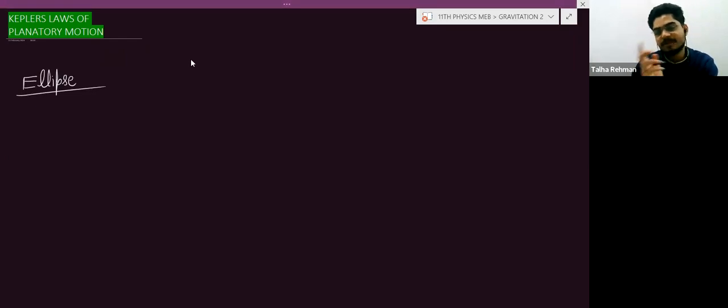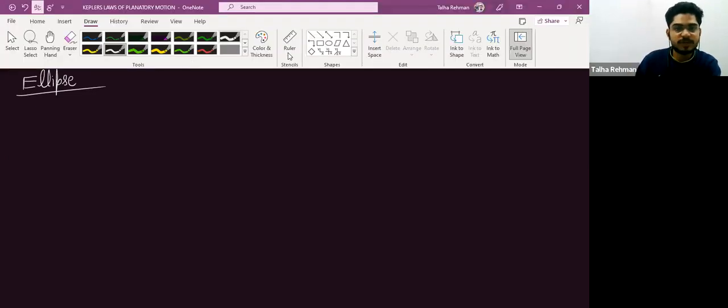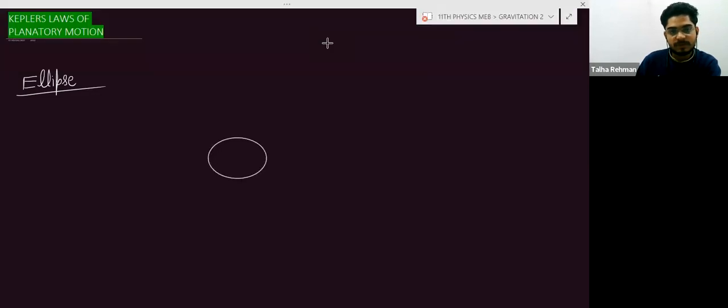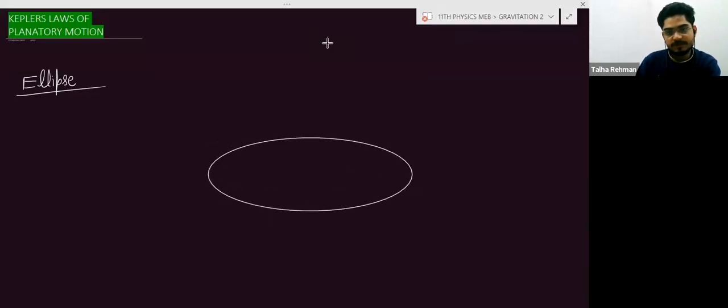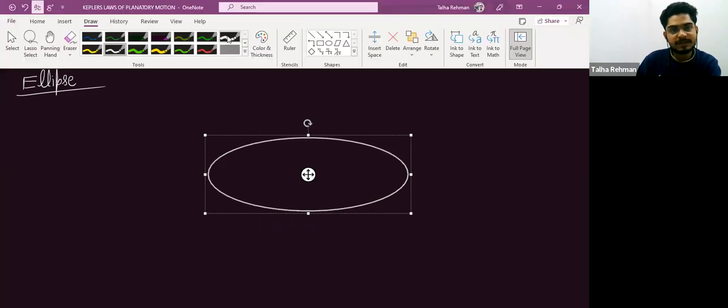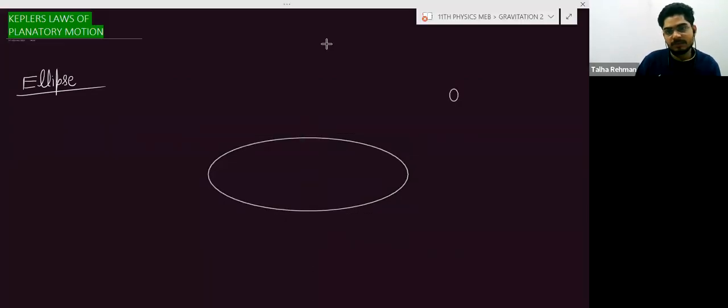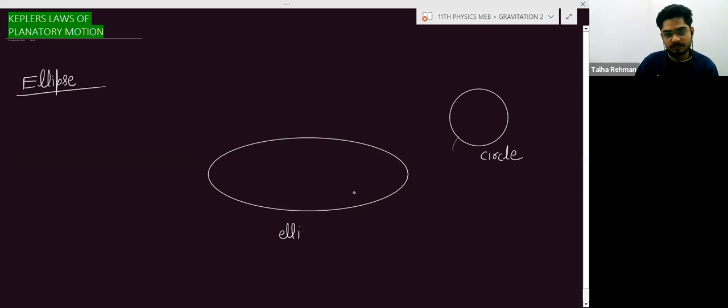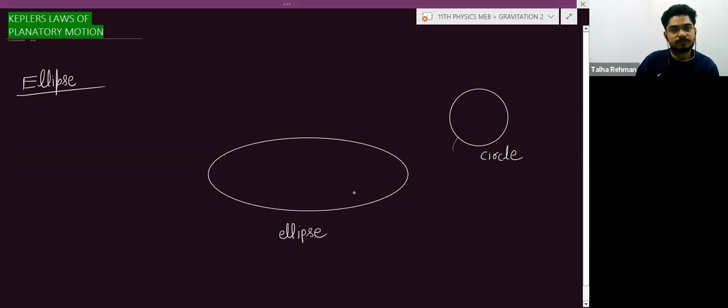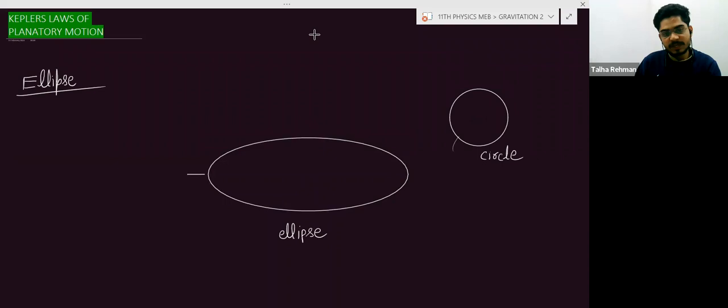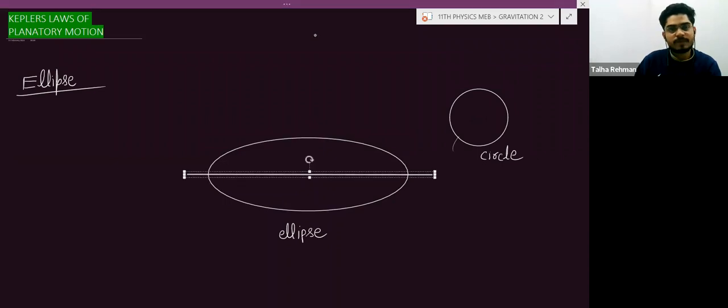So first, I am telling you what an ellipse is. Like a circle is there, in the same way an ellipse is also there. This type of figure, an oval shape. And what is a circle? A circle is like this. This is a circle, and this is an ellipse. So what is the speciality of this? We will see.